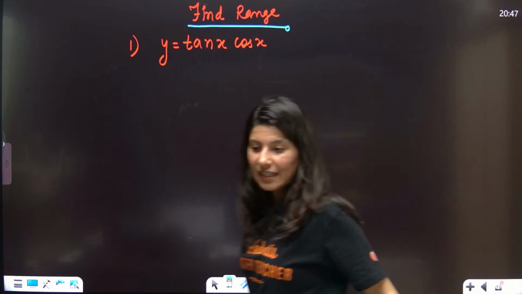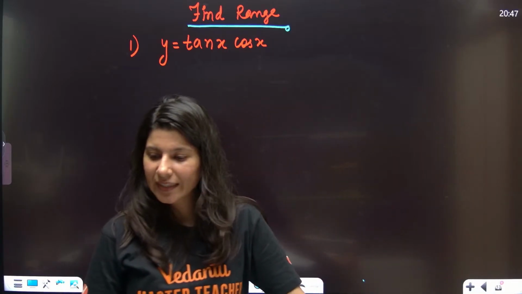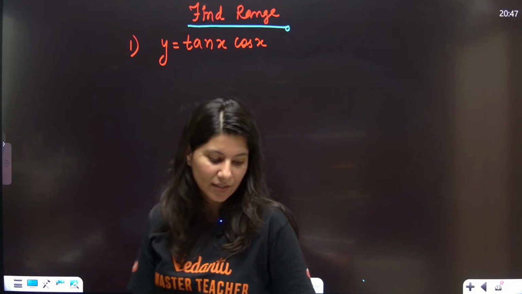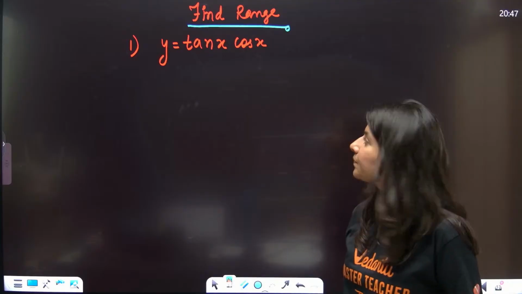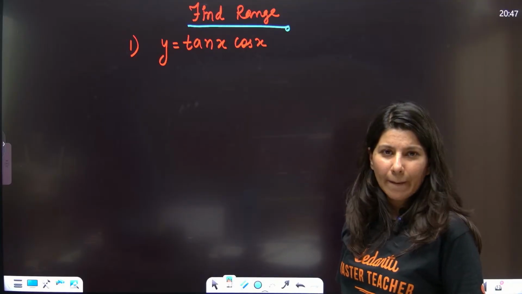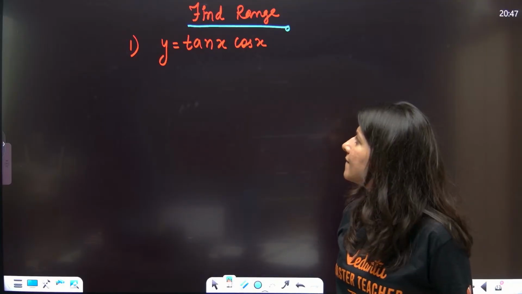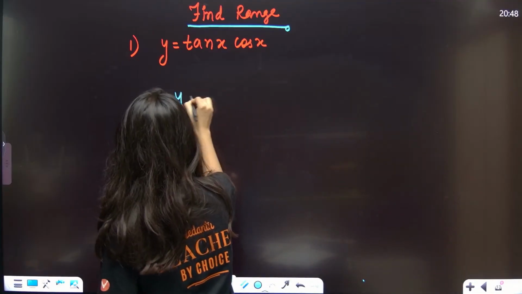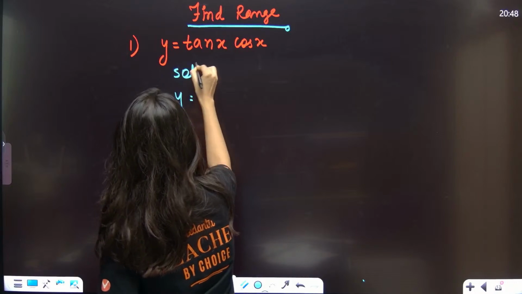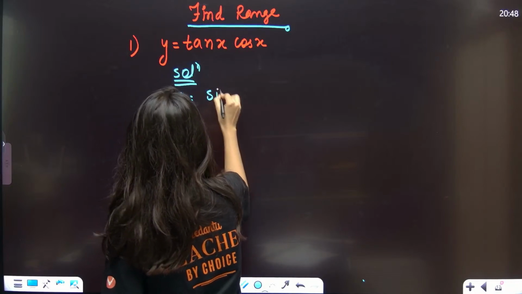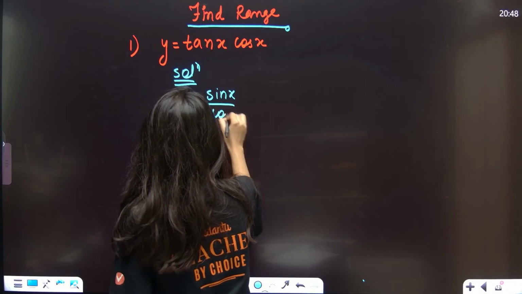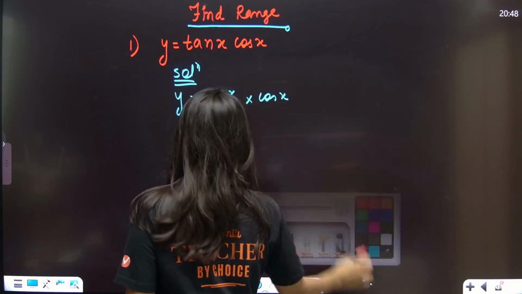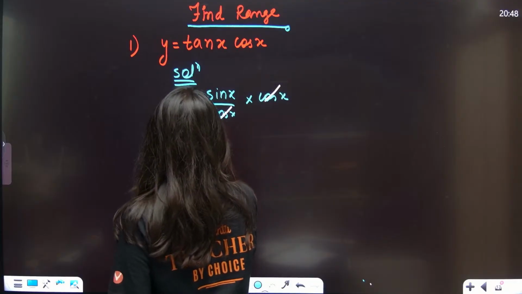Okay. Can anybody tell me the range? Quickly, Abhijit, yes. Range of tan x into cos x. Okay. Just tell me one thing. You can say that y is equals to sin x upon cos x into cos x. And you can cancel the cos and cos. So y is sin x.